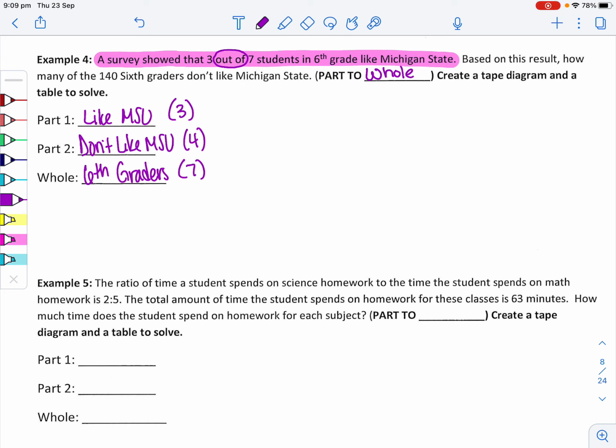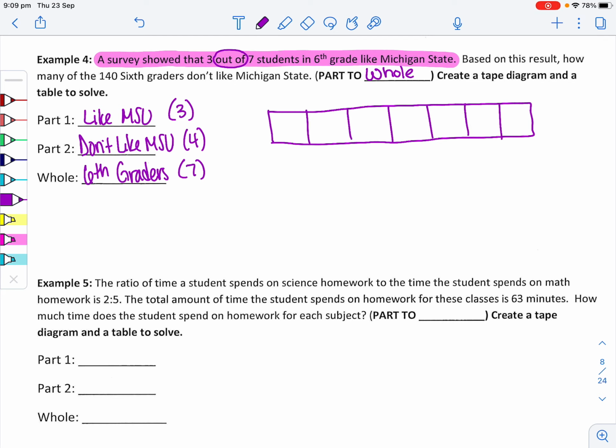So just like the last one was out of 7 boxes, this one is also only out of 7 boxes. So I'm going to draw my tape diagram. 1, 2, 3, 4, 5, 6, 7. And then I've got, after 3, to draw my line. So these students like MSU and these students don't like MSU.